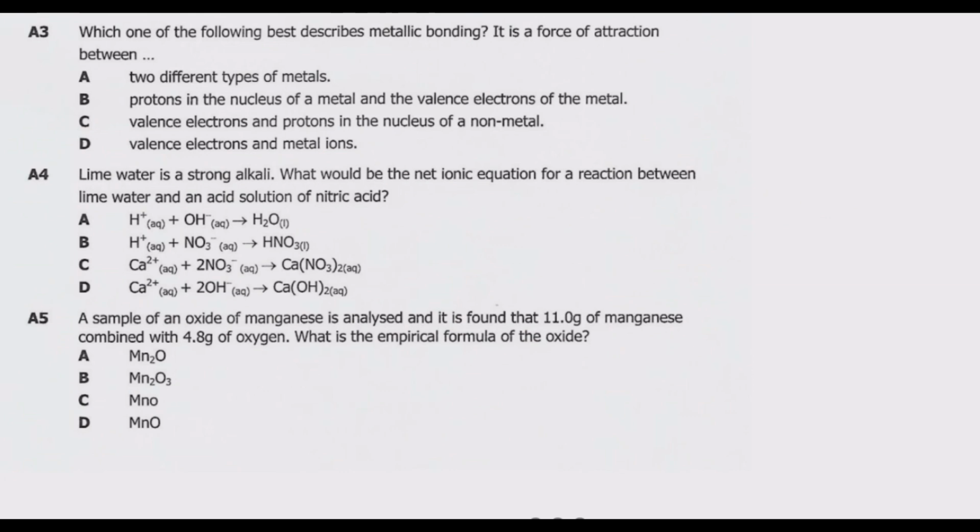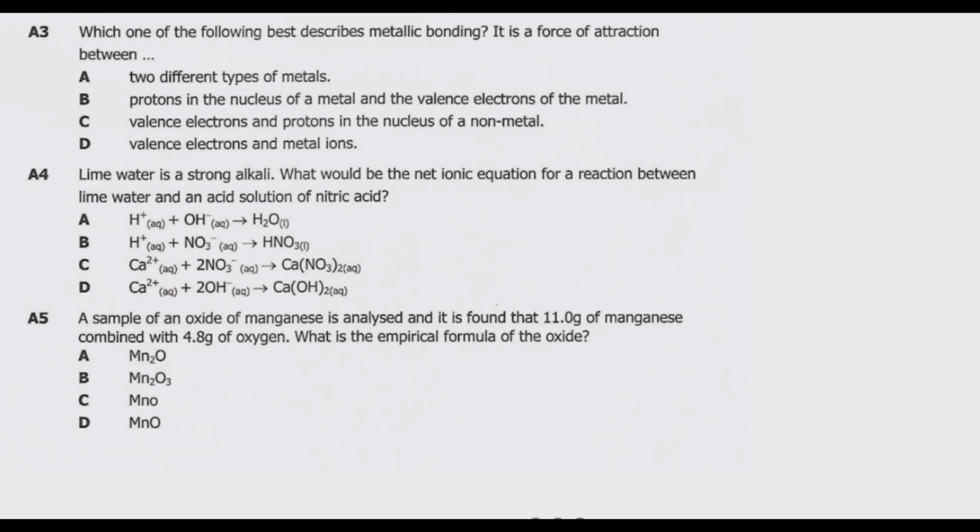Number 3, which of the following best describes metallic bonding? Then we have it is a force of attraction between. So what is metallic bonding? So basically metallic bonding involves a sharing of electrons between atoms of metallic elements. So basically what happens is each metal loses electrons and becomes positively charged. So because of this, the electrons will form a structure of positively charged ions in a sea of delocalized electrons. So what will happen is because of that the bonding will be formed.